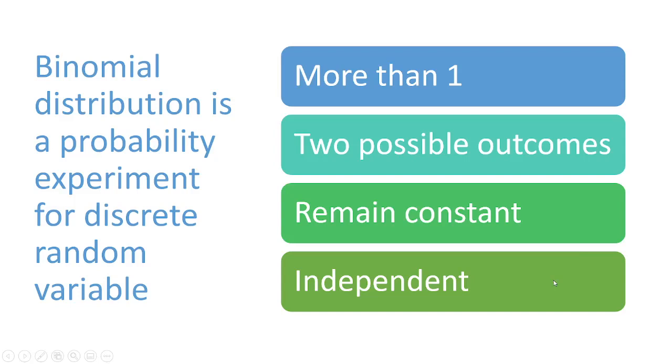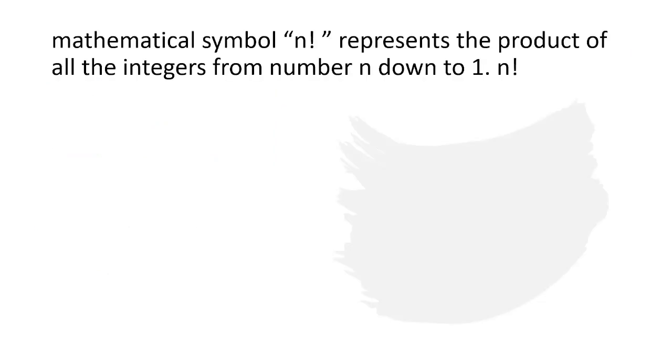So let's look at the most basic part when it comes to binomial. When we do binomial experiments, we have to consider the mathematical symbol n exclamation mark, which represents the product of all integers from number n down to 1. It is read as n factorial or factorial of n. So 3 exclamation mark is 3 times 2 times 1, and that will be equal to 6.